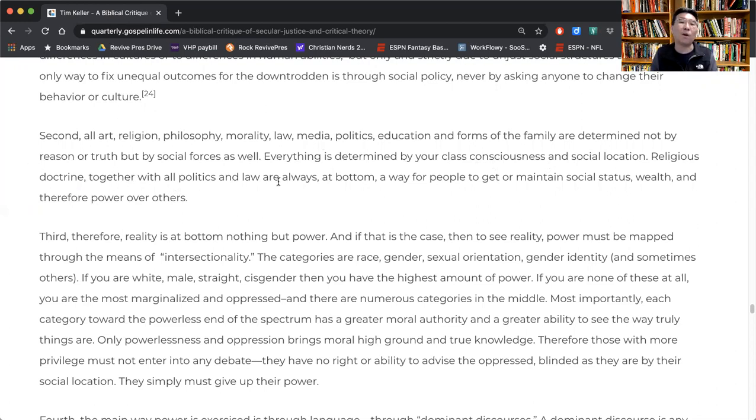Religious doctrine, together with all politics and law, are always at bottom a way for people to get or maintain social status, wealth, and therefore power over others. So religion is even seen as this really fake thing. It's always this kind of hypocritical fake thing where it's not really about God or piety, it's really always just about power, social status, wealth, and power. So it's a very, very cynical view. And it's always thinking that they could see through everybody else's motivations and could reason them away. Politics is this. No, that's just some kind of Democrat ideology, or an American ideology, or a Republican ideology. I know Americans say they believe in freedom and all this, but really that was all just hypocritical, because the deep thing is the social forces that have to do with power. This is the way it thinks.